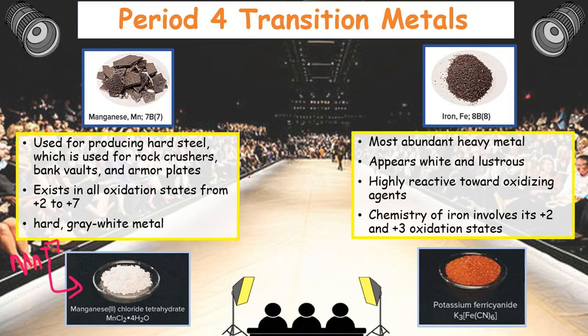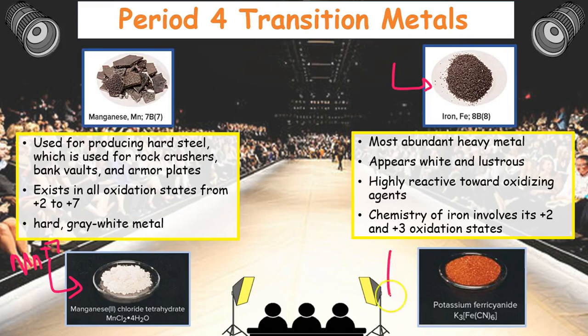Now on to one of our most abundant metals, right? Our iron transition metal, which is going to be the most abundant heavy metal, appears white and lustrous. We do see the forms here of iron that's going to be like that brownish color. It definitely has formed already some oxides on it. It's very highly reactive, okay? And it's always going to have the oxidation states of +2 and +3. That's where the chemistry of the iron is really going to come from, okay?